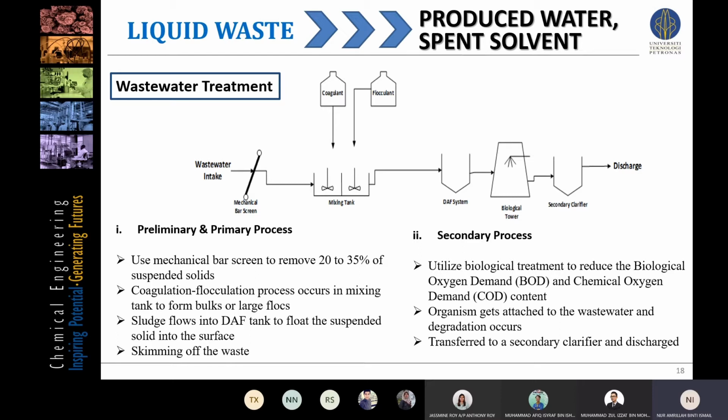So the wastewater will further flow into secondary process, which is the biological treatment, where the content of BOD and COD of the sludge will be reduced. After that, it will further transfer into secondary clarifier and be discharged. So I pass to the next presenter.